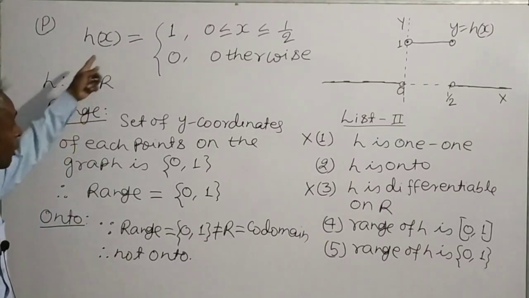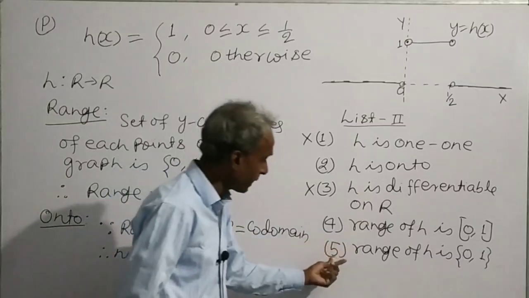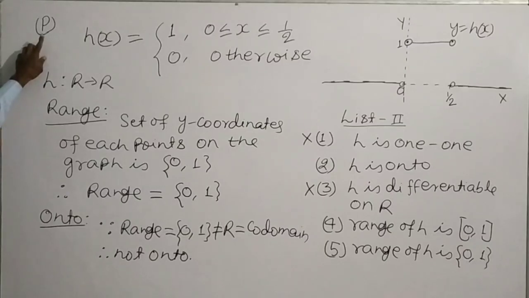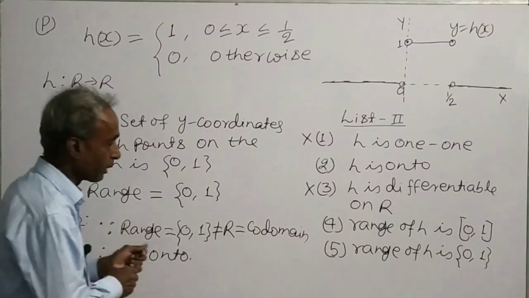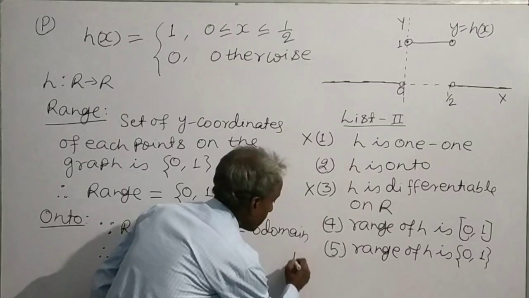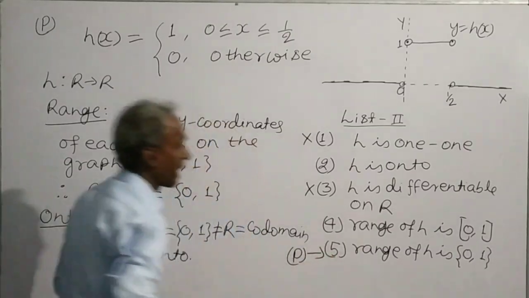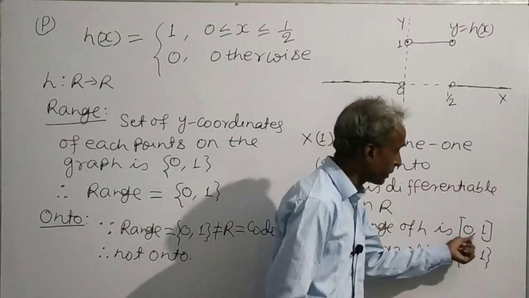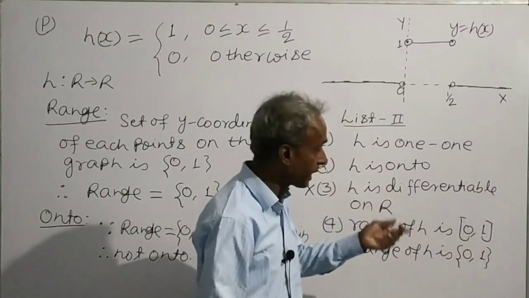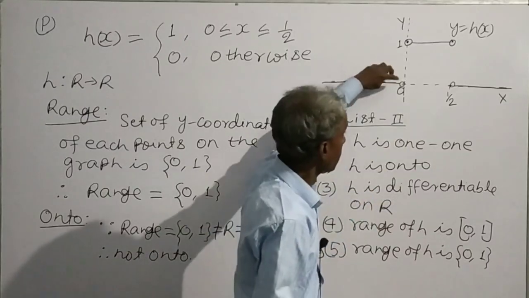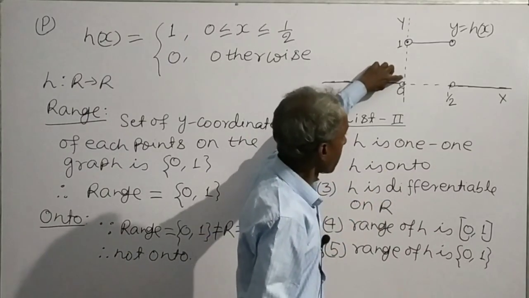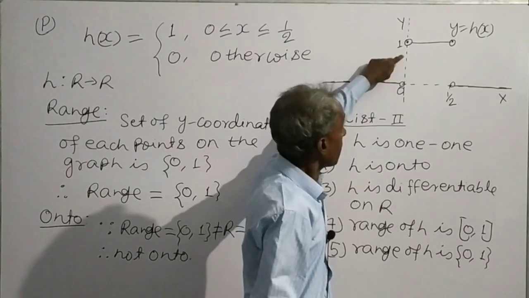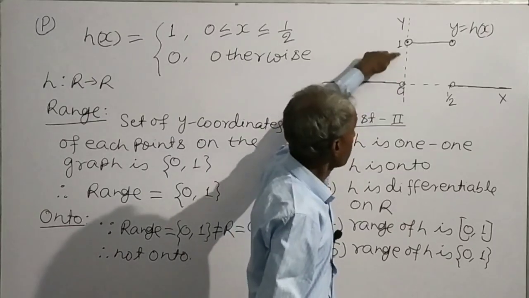Therefore, the range of h(x) will be this, {0, 1}. Therefore, we will match this entry P with this five number. P will be matched with this five number. Here is the interval [0, 1], that means all real numbers from 0 to 1: 0, 1/4, 1/2, 3/4, all numbers between these two numbers.